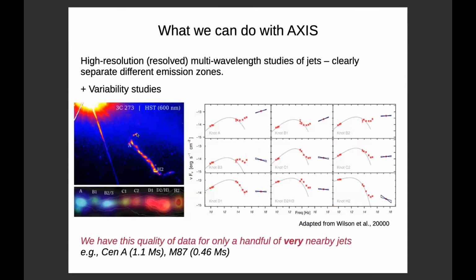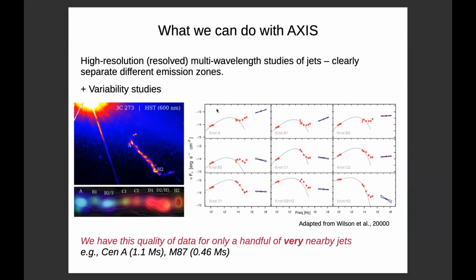The other thing is that AXIS is going to connect very well with multi-wavelength facilities, high resolution imaging facilities, because that's how we're actually going to be able to understand what's happening in these jets. On this slide, you can see 3C273, the first jet that I showed in the presentation. This is pretty much the only one, or maybe one of 2 or 3, where we have this kind of beautiful, exquisite data. You've got these SEDs starting from knot A at one end and going out to knot H2 at the other end.